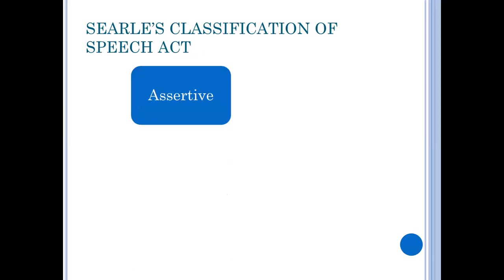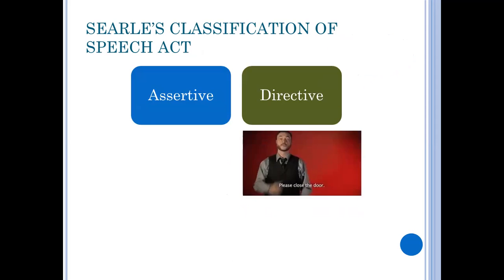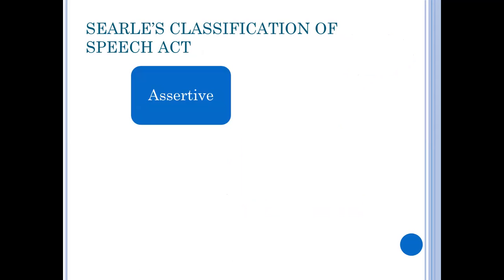According to Searle, as a response to Austin's speech act theory, John Searle, a professor from the University of California, Berkeley, classified illocutionary acts into 5 distinct categories. So we have assertive, directive, commissive, expressive, and declaration. Let's first discuss assertive.